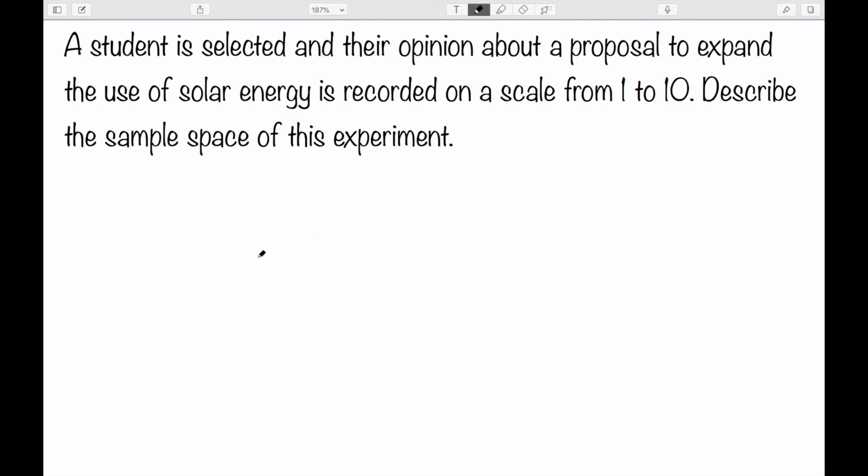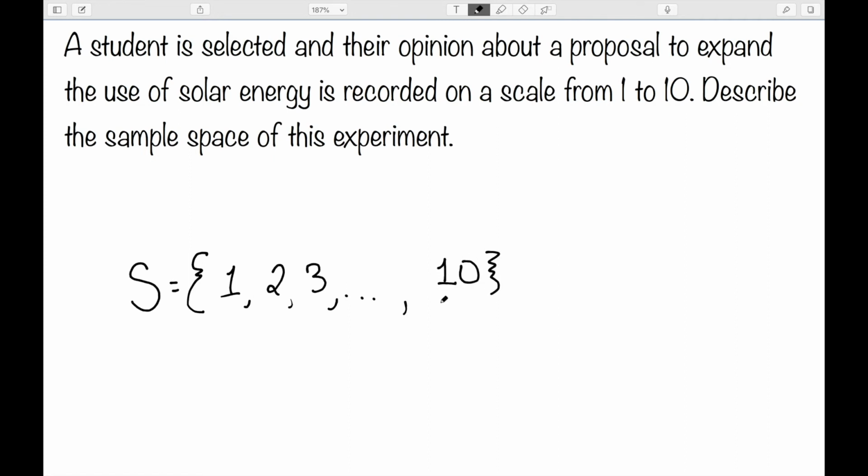My next example, a student is selected and their opinion about a proposal to expand the use of solar energy is recorded on a scale from 1 to 10. I want to describe the sample space of this experiment. Well, the student could have selected a 1, a 2, a 3, etc., all the way up to 10. So here we would have all of the integers that are greater than or equal to 1 and less than or equal to 10.